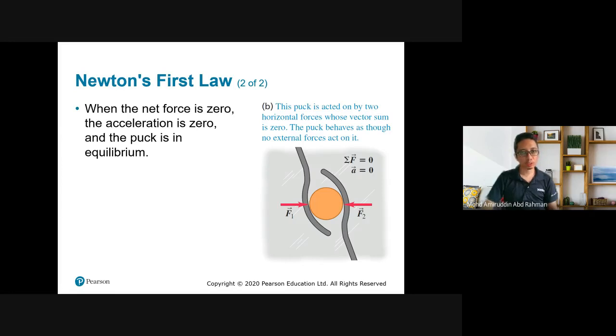Right, so we mentioned that an object is in equilibrium when the net force is 0, or that the velocity is constant, or the object is at rest.